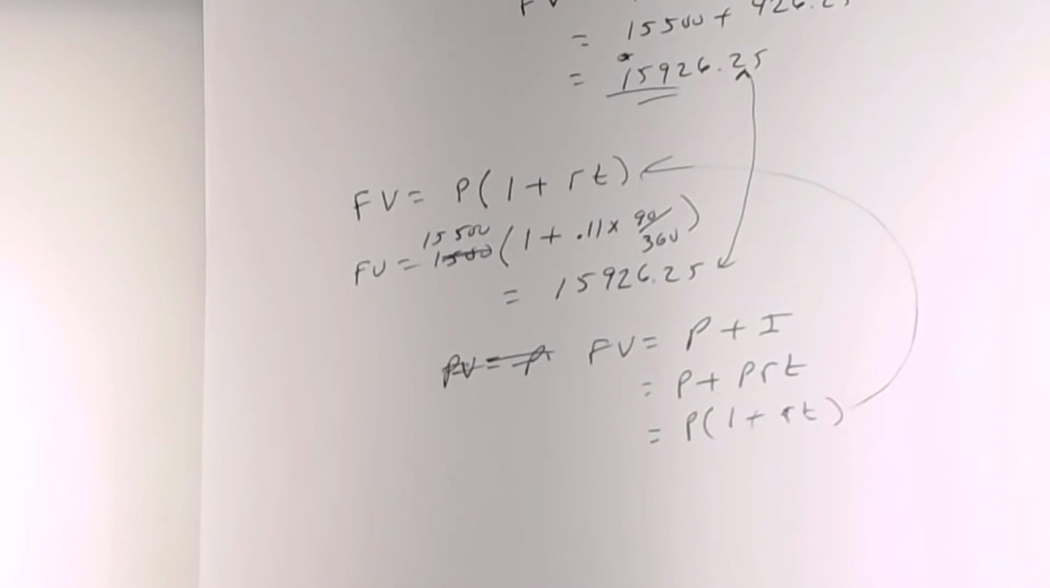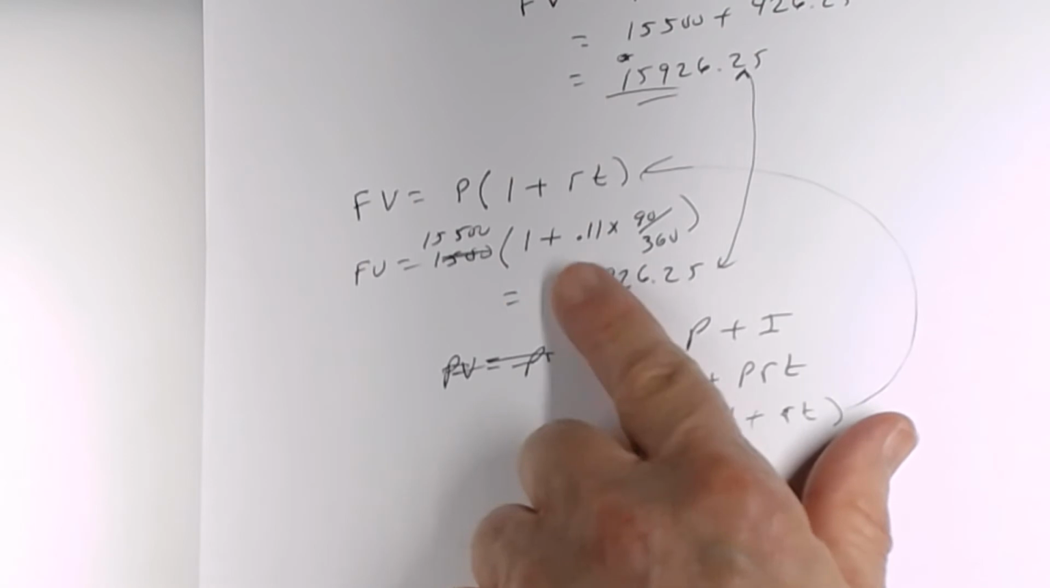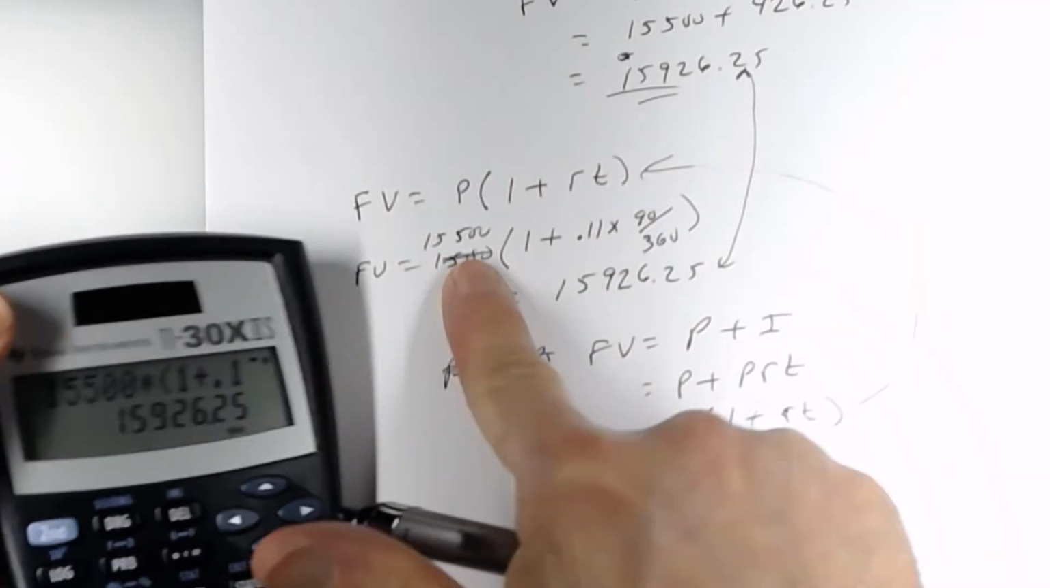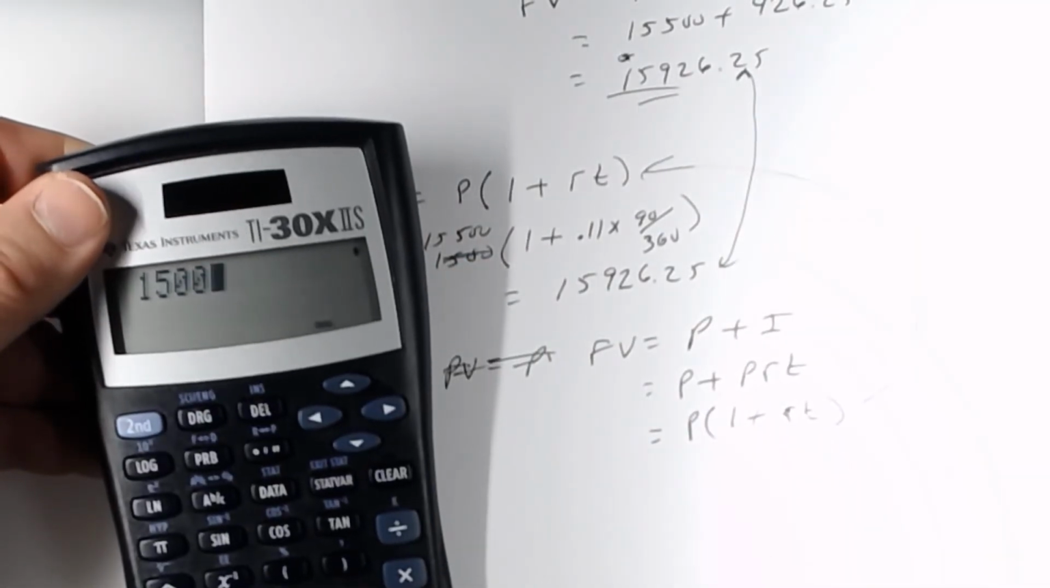Hey, can you show us again how to do it on the calculator? You using this formula? Yeah. Okay. Yeah, because you need to know how to do that. So on your calculator, you're going to say 15,500. So type that in first.